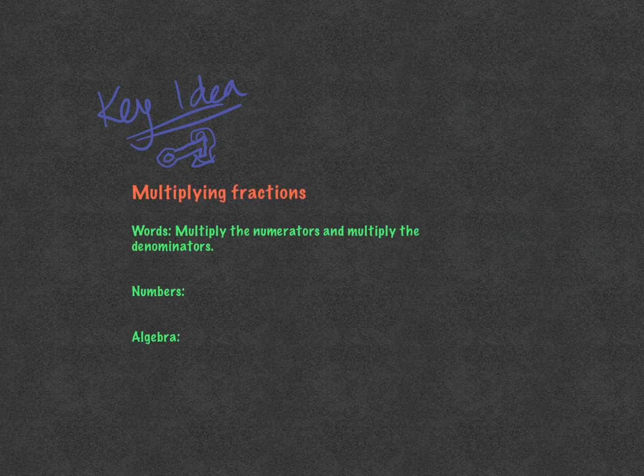All right, set your paper up like this for me. Multiplying fractions. In words, it means multiply the numerators and multiply the denominators. This is what it would look like with numbers. And make sure you're writing this down, please. So 3/7 times 1/2 equals 3 times 1, which is 3, and 7 times 2, which is 14. Now, the nice thing is I don't have to simplify, so it just says that.